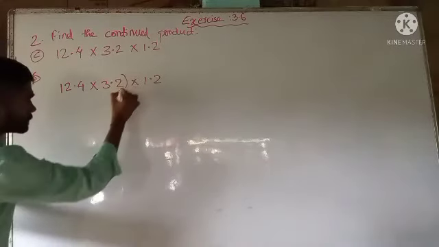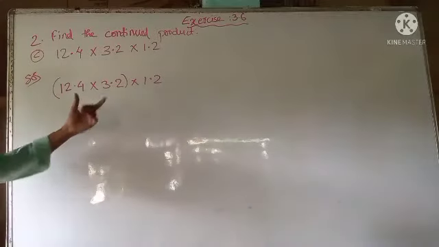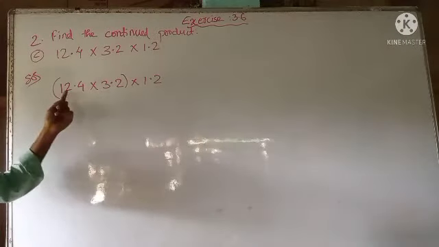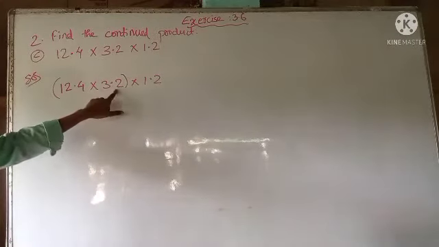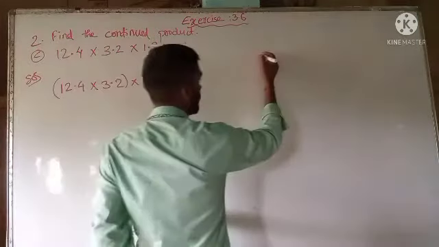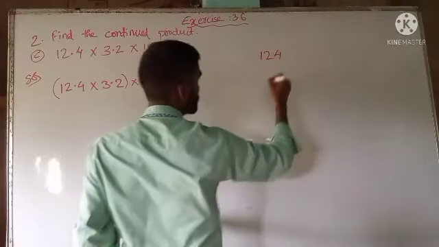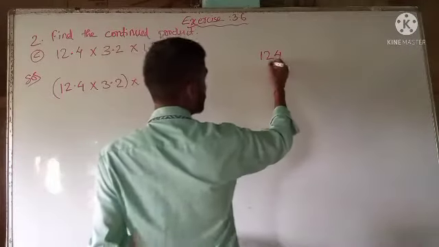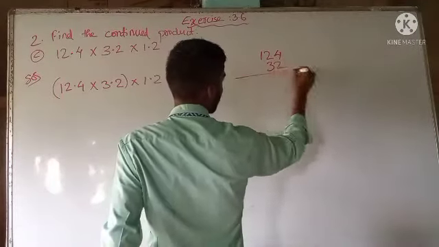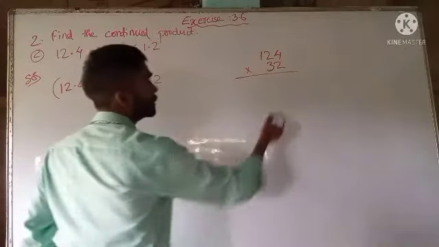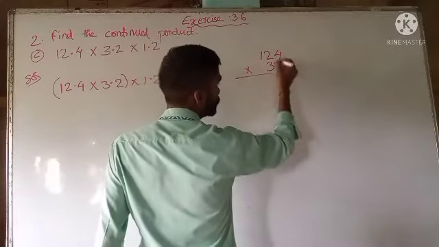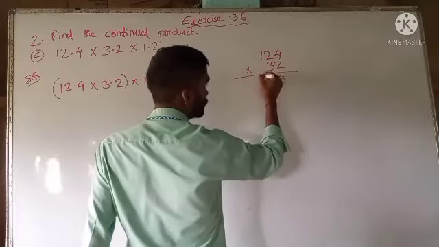So what we can do is, first let us multiply these two numbers, that is 12.4 and 3.2. So first let us multiply and find the answer. So first let us multiply 124 into 32. So let us multiply 2 into 4, 8, 2 into 2, 4, 2 into 1, 2.